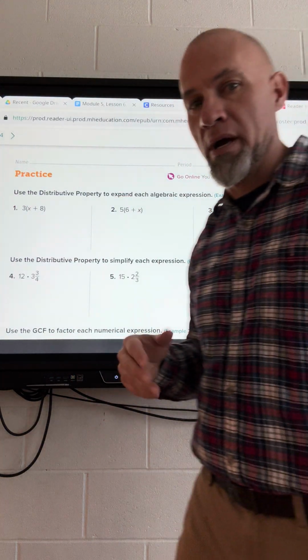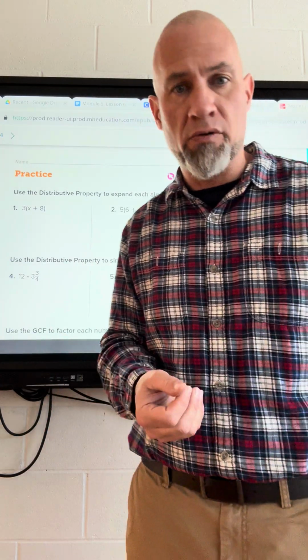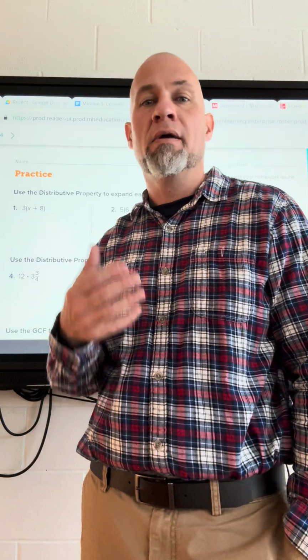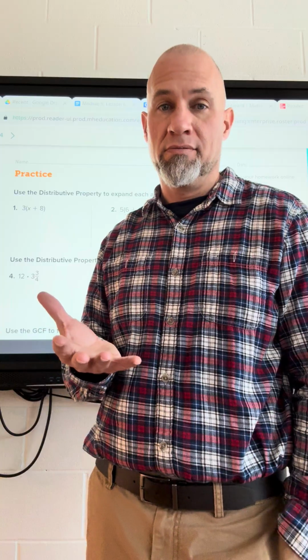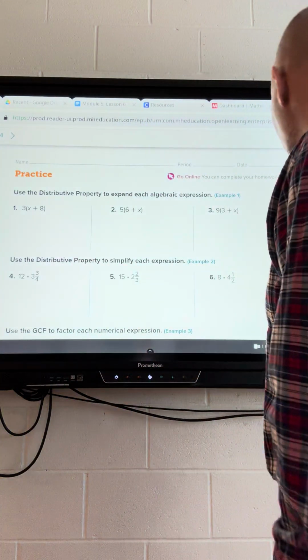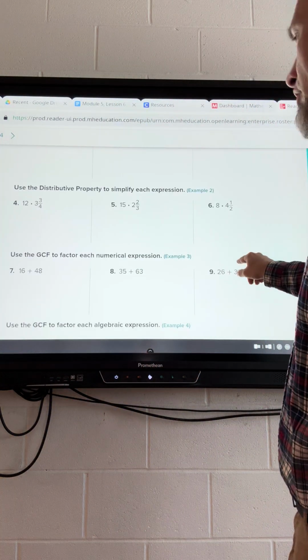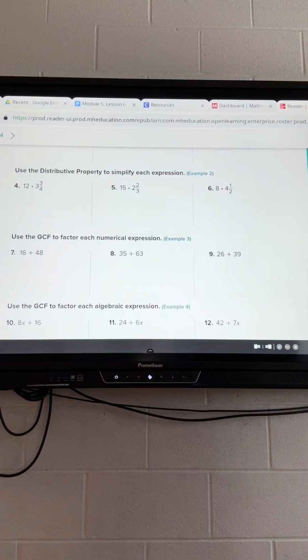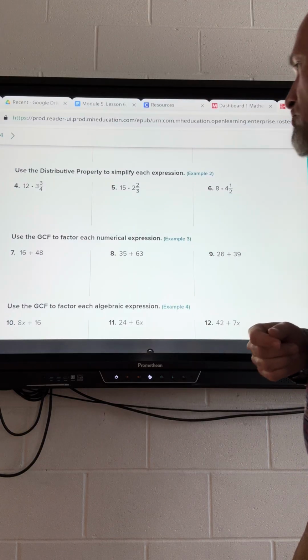Some of you are kind of hung up on what's the value for x? I can't do this if I don't know what the value for x is. It's not important right now. It'll be important next year and the year after that, and the year after that, and the year after that. Okay, next one, you have to use the distributive property.